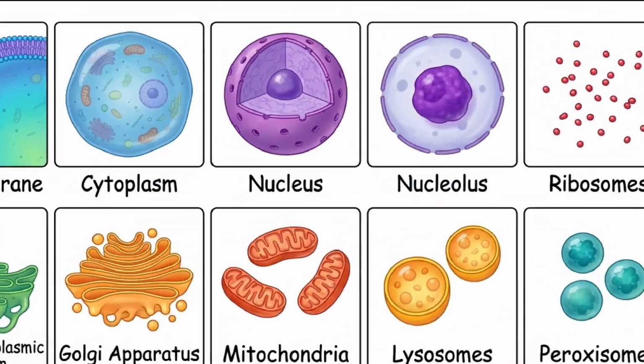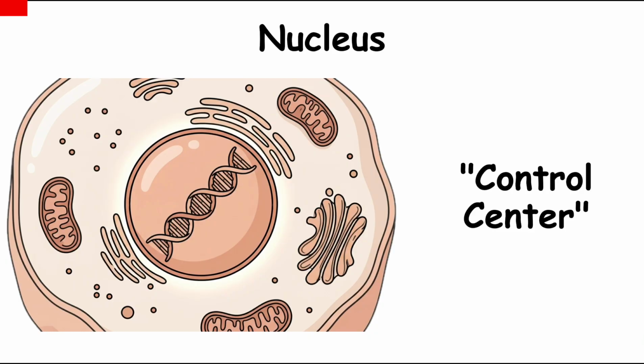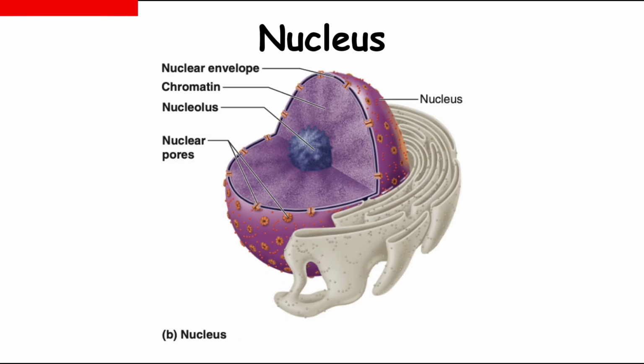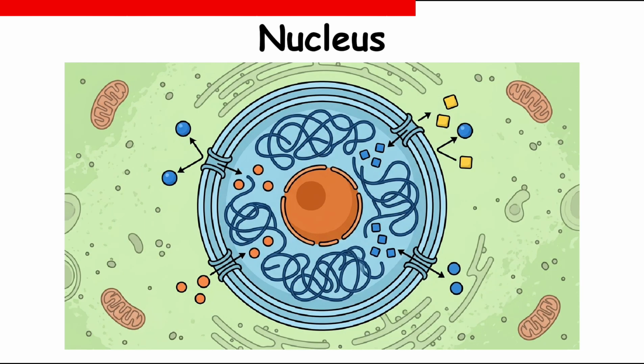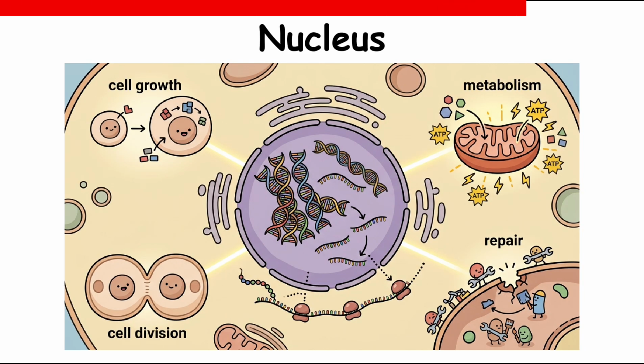cell. Nucleus. The nucleus is the main storage site for an animal cell's genetic material. It is enclosed by a double membrane called the nuclear envelope, which contains pores that regulate movement between the nucleus and cytoplasm. Inside, DNA is organized with proteins into chromatin. The nucleus uses this genetic information to regulate which proteins the cell produces, influencing processes such as growth, metabolism, repair, and cell division.